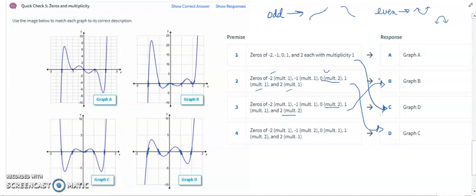Obviously, process of elimination tells us the last one is graph A, but just to confirm, it has a zero of -2 of multiplicity 1, a -1 of multiplicity 2, a zero of 0 with multiplicity 1, a zero of 1 with multiplicity 2, and a zero of 2 with multiplicity 1. So the only bounce points there should be at -1 and 1, which is exactly what we see in graph A, because every other zero is crossing. So graph A is the correct one.